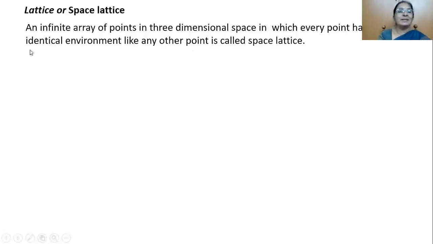A space lattice is an infinite array of points in three-dimensional space in which every point has an identical environment like any other point in the crystal. This picture shows a one-dimensional lattice. You can see an arrangement of atoms. The distance between the atoms remains the same. So a one-dimensional lattice can go up to infinity in this direction or up to infinity in the other direction.